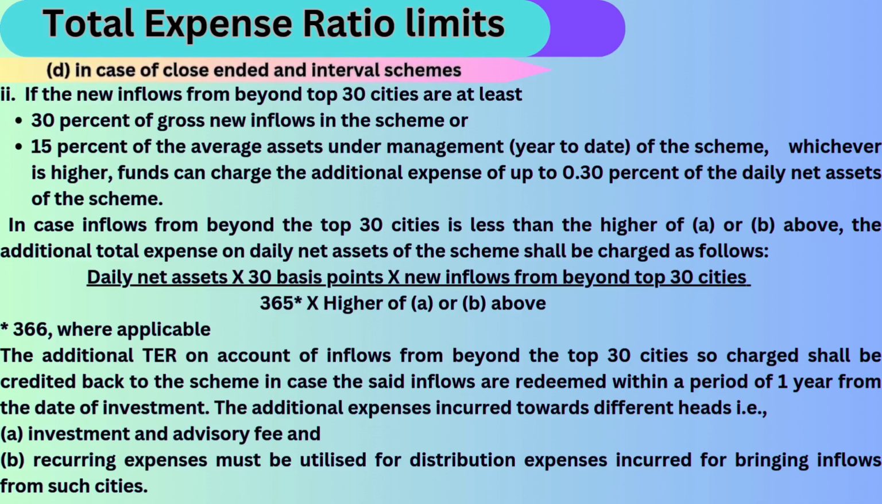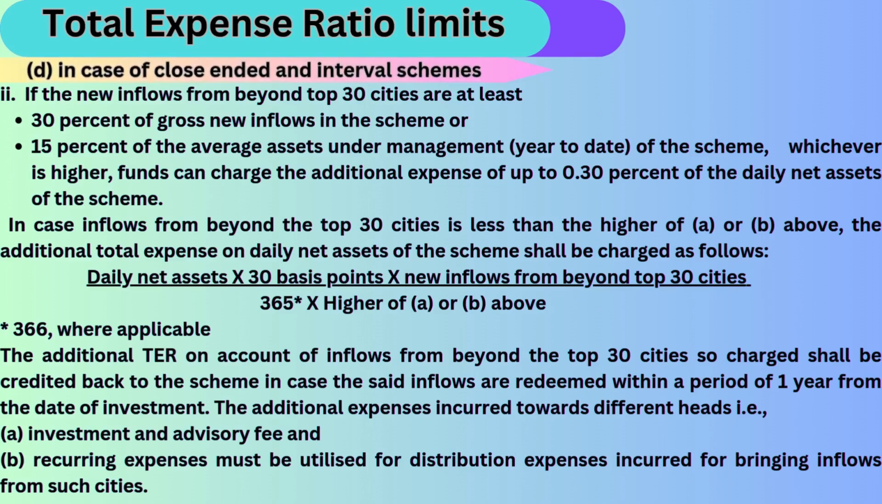In case inflows from beyond the top 30 cities is less than the higher of A or B above, the additional total expense on daily net assets of the scheme shall be charged as follows: daily net assets multiplied by 30 basis points multiplied by new inflows from beyond top 30 cities, divided by 365 days, into the higher of A or B above. You have to divide by 366 days wherever it is applicable, that is in a leap year.